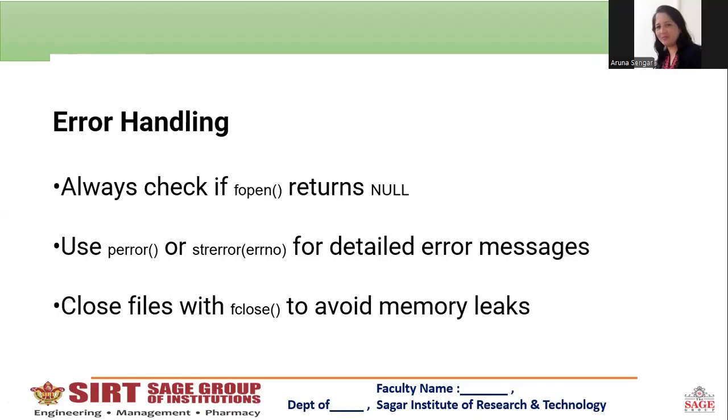Some errors can occur when we open a file or when we write in a file. So we always have to check whether the fopen function returns null. If the fopen function returns null, that means the file is not opened. And we can use the perror function or the strerror function for detailed error messages, and the fclose function to close the file.